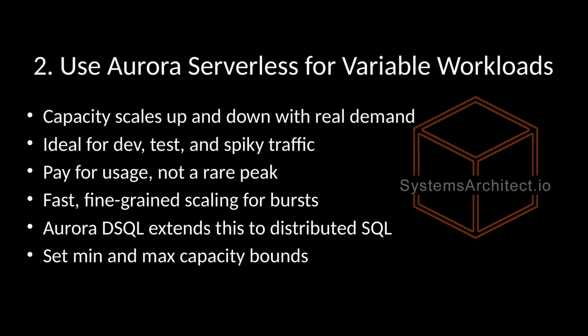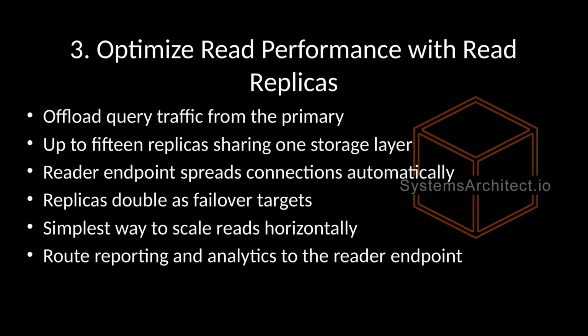3. Optimize read performance with read replicas. Read replicas offload query traffic from the primary, essential for read-heavy apps that would otherwise bottleneck a single writer. Aurora supports up to 15 replicas per cluster sharing the same underlying storage, so the reader endpoint spreads read connections across them automatically and doubles as a failover target. Send reporting and analytics queries to the reader endpoint so they never compete with latency-sensitive writes.